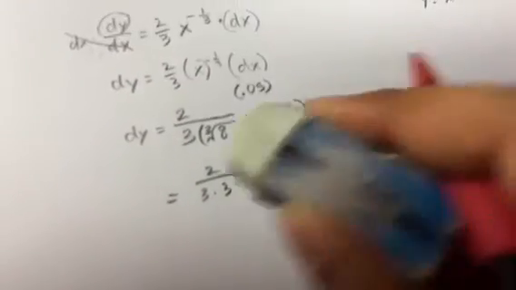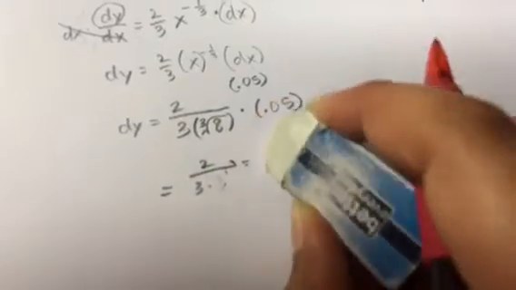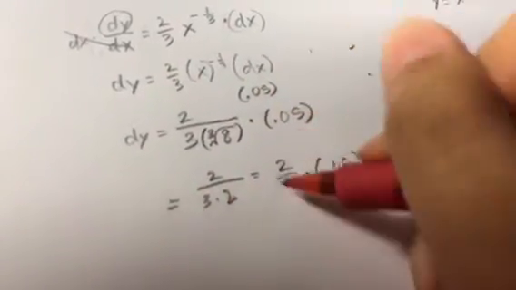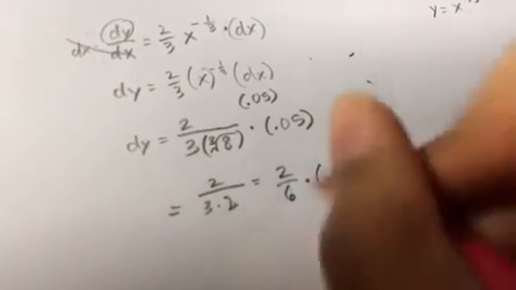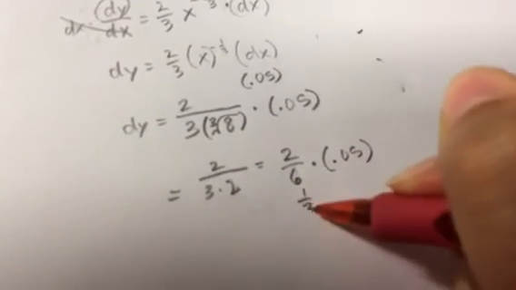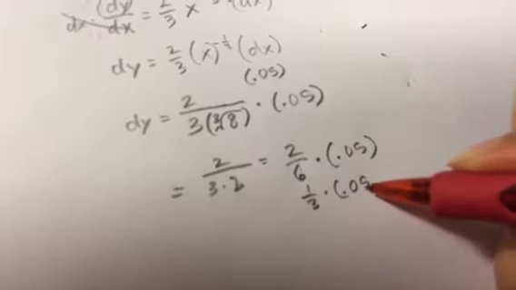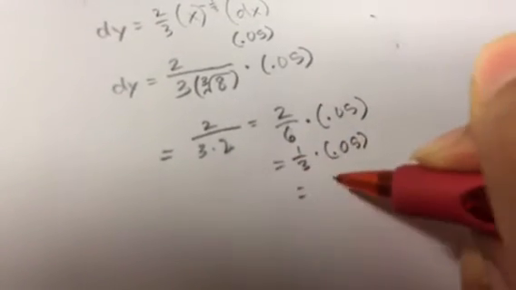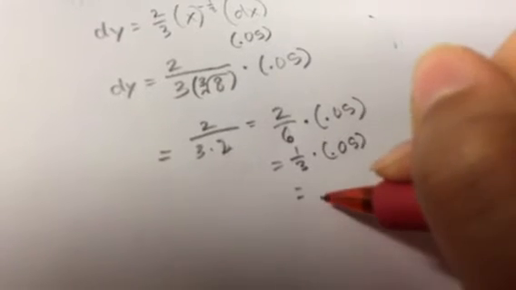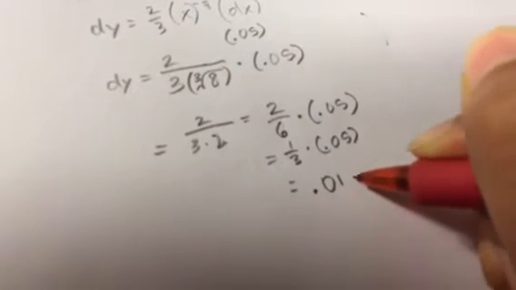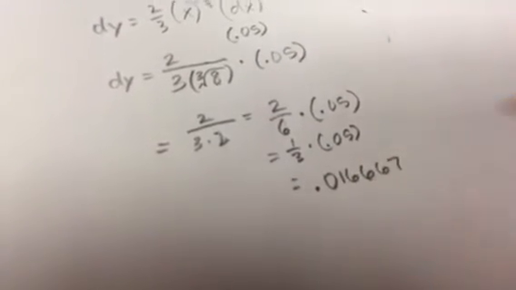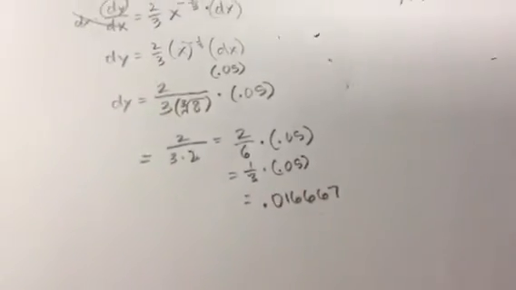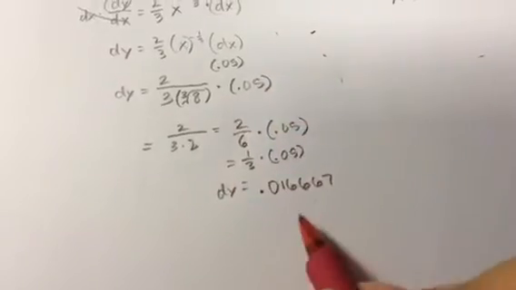Oh wait, sorry, my bad. This is actually 2, so this is 6. And this is basically what you can reduce this down to, 1/3 times 0.05. And then once you calculate this out, you get 0.01, and then 666 continues on. And then this value is dy.